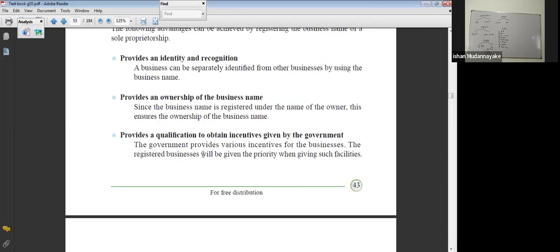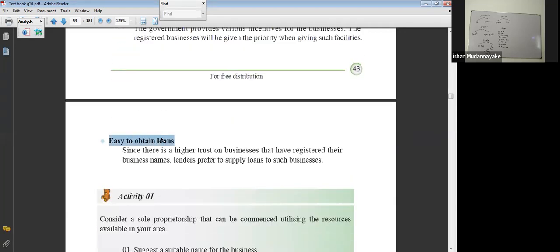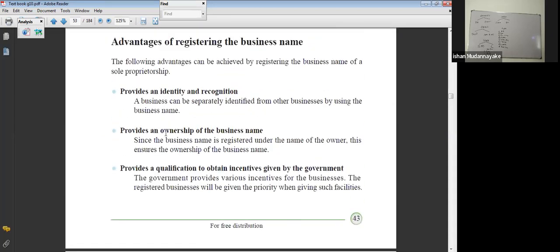You have some ownership of the business name, and it is a qualification to obtain incentives given by the government. Ability to obtain incentives given by the government, and next, easy to obtain loans. You can't write down legal personality. Legal personality is not there for a sole proprietorship or partnership business. So these are the advantages of registering a business name. Okay, right.